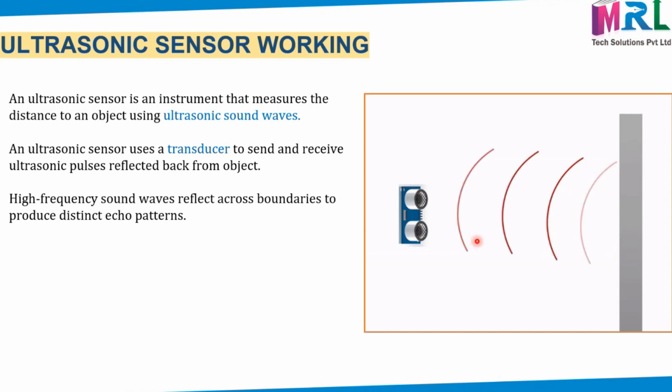This sensor will send the wave, and when it hits a target, this hash color is called the target, it will be reflected back. The sound waves will be reflected back and captured by the receiver. This is how it works. It is an instrument used to measure the distance to an object. So using that, we can measure the distance of the object. The transducer is used to send and receive the ultrasonic pulses.